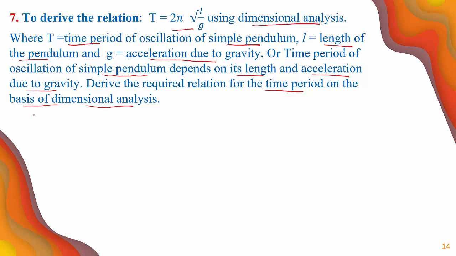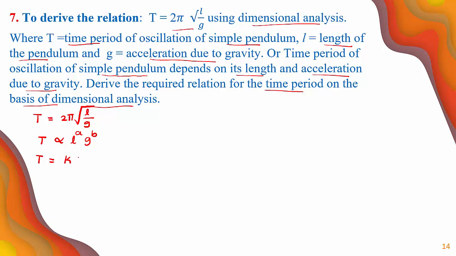This is very important. First we have to write the given equation: T equal to 2 pi root of L divided by g, where T indicates the time period of oscillation of a simple pendulum. What is the first step? We have to write this equation as T is directly proportional to 2 pi. Remember, 2 pi is a dimensionless constant, so don't use 2 pi, leave it. Remaining is L raised to a, g raised to b, or we can write a proportionality constant K.